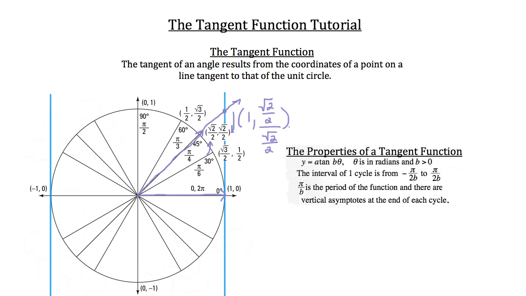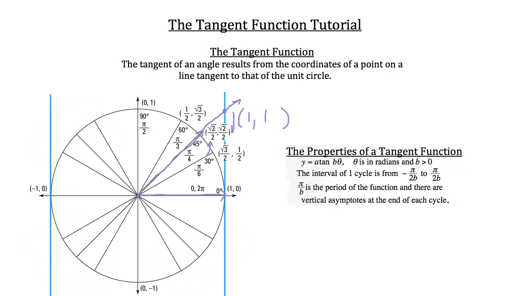And you know that anything divided by itself is 1, so root 2 over 2 divided by root 2 over 2 is simply 1. So if you were to put in the tangent of 45 in your calculator, it would return a value of 1. It's just the sine value divided by the cosine value.